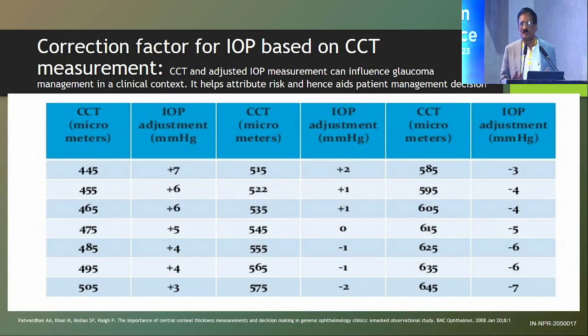This is the nomogram we are all following, like Ehlers' formula. A 70 micron change from the mean baseline CCT of 555 will change the GAT intraocular pressure by 5 millimeters, on either side. If it is less, we need to add. If it is more, we need to subtract.